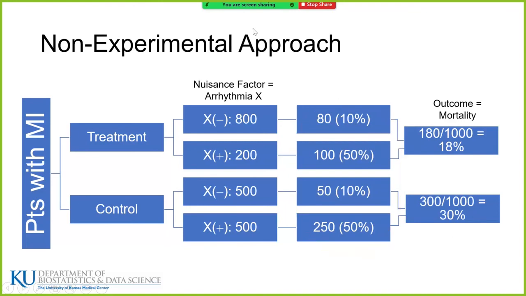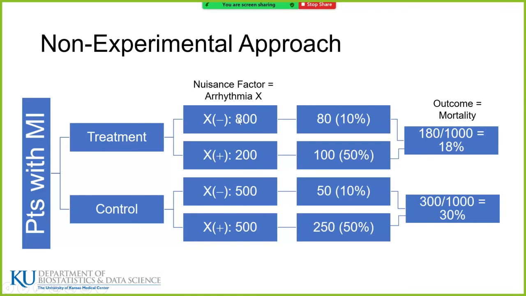The issue here in the non-experimental approach is this idea of selection bias. Selection bias could be systematic and well-known, or it could be something lurking underneath the study that causes the bias. And the thing that's lurking here is what we call a nuisance factor or a lurking factor, and it's the presence of a particular arrhythmia.